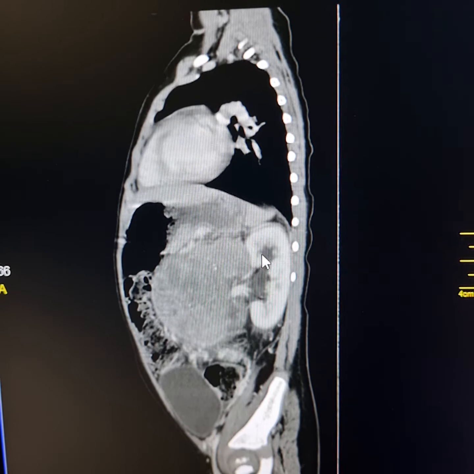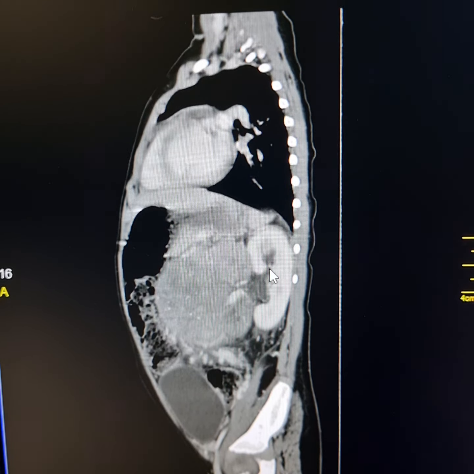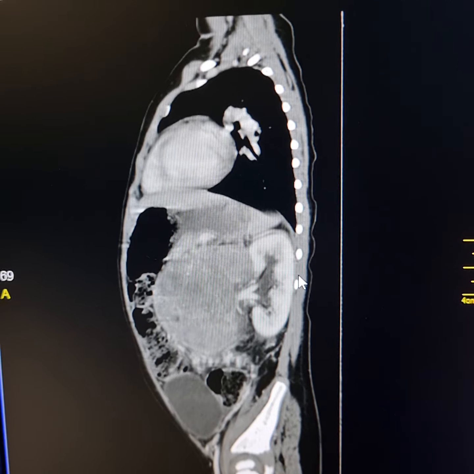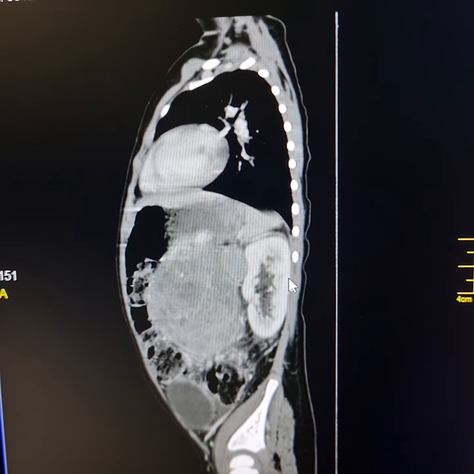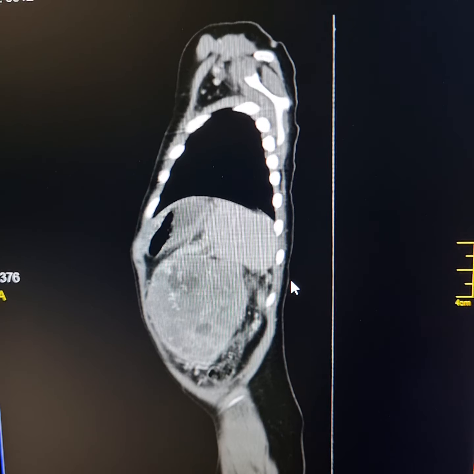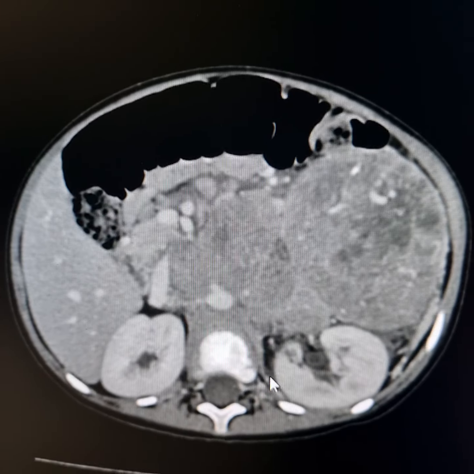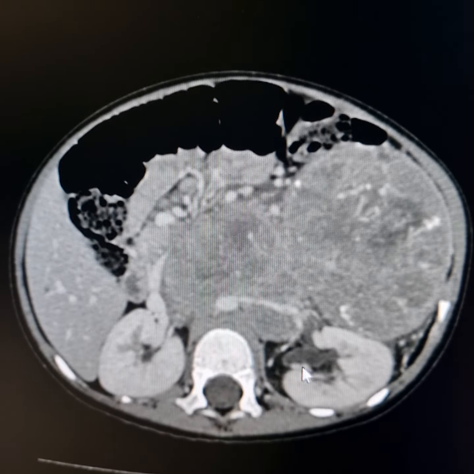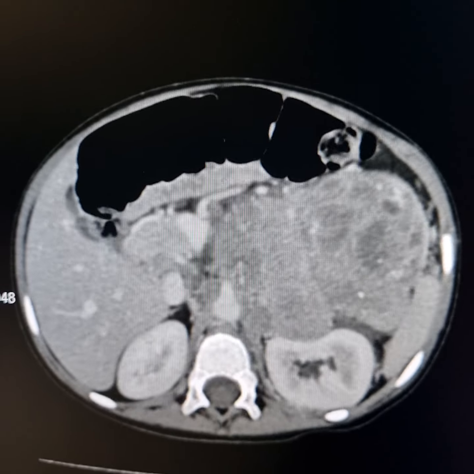The mass has compressed the entire surface of the left kidney. However, its interfaces are distinct and there is no involvement of the left kidney. The mass has compressed the renal pelvis, resulting in mild fullness of the left collecting system.